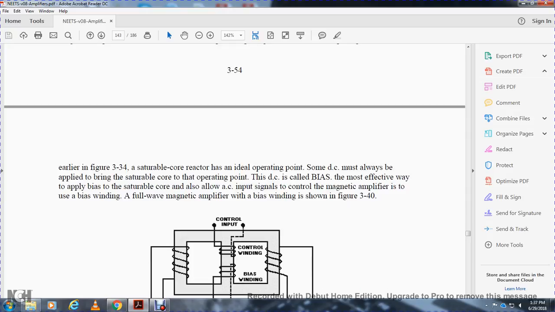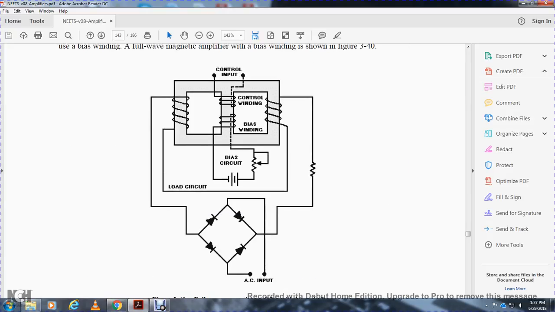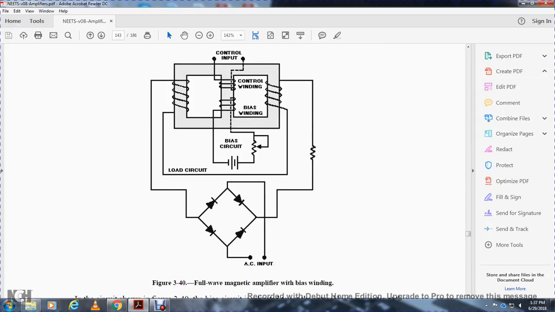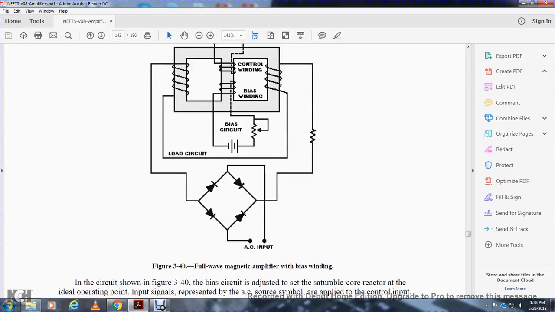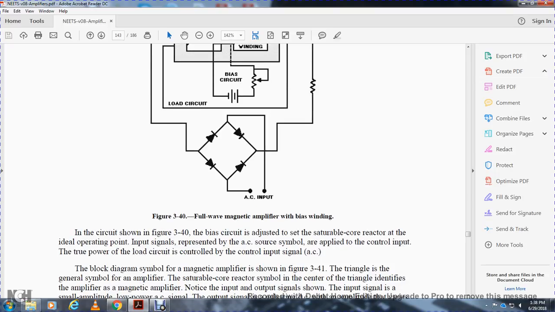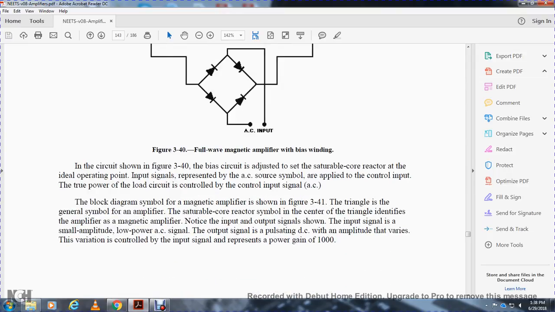A full-wave magnetic amplifier with the bias winding is shown in figure 3-40. Notice you have the bias winding on the DC circuit, the control loading circuit wrapped on the center tap with the control input, and your full-wave rectifier, all four rectifiers, with the AC input. In the circuit shown in figure 3-40, the bias circuit is adjusted to set the saturable core reactor at the ideal operating point. Input signals representing the AC source are supplied with the control input to the load circuit.